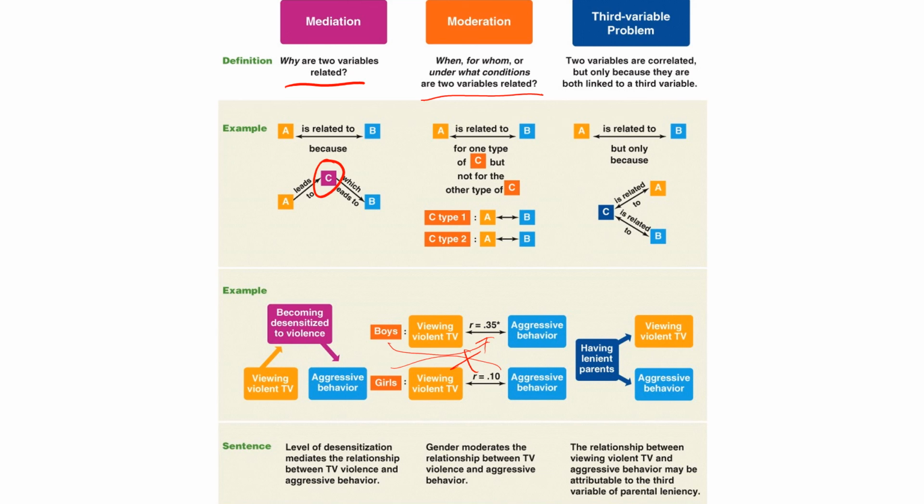And then finally, you can just have a third variable that's not a mediator or a moderator. A and B are related to each other, but they're only related to each other because of C, because of this third variable. So let's say viewing violent TV and aggressive behavior are not actually directly related. They're only related in the sense that having lenient parents leads to both. So these are three different types of third variables that can affect relationships, or correlations, between two variables.